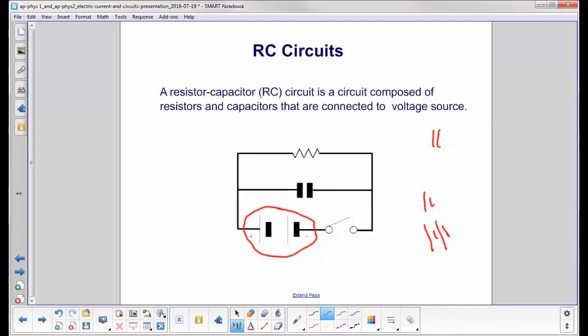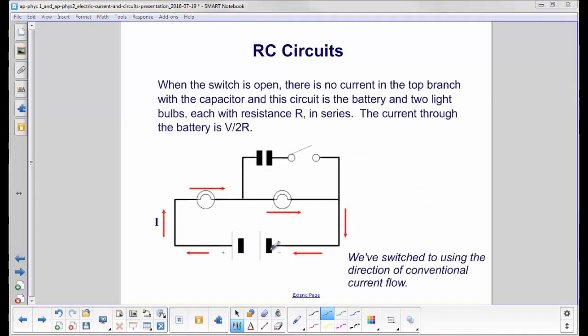Here's the switch. We have a circuit with the battery, a light bulb, then a junction where we come up to a capacitor. We have a switch. There's another light bulb here. Notice how we switch to using the direction of conventional current flow. We're coming out of the positive terminal this way. Let's start with the switch open. There's no current in this branch, right? There's no complete path for current to flow. So the current flows just as indicated by the red lines here around this loop.